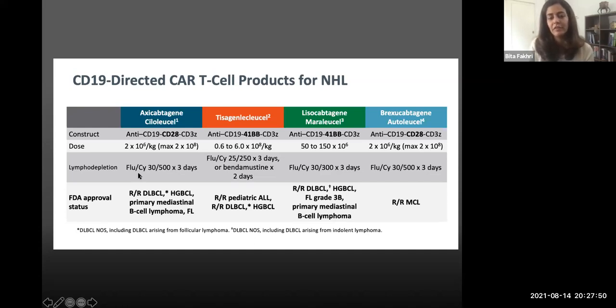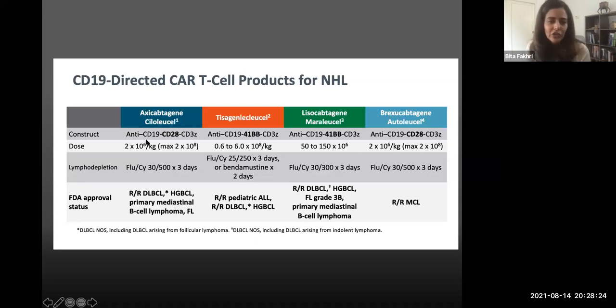And here they get different products: axicabtagene ciloleucel, this was the ZUMA-1 trial or Yescarta product. Tisagenlecleucel, this is Kymriah or the JULIET trial. And the most recent one, lisocabtagene maraleucel, this was the TRANSCEND-001 trial. The lymphodepleting chemotherapy is Flu-Cy for all of them, but for the tisa-cel product, bendamustine, which is a very good lymphodepleting chemotherapy, can also be used.